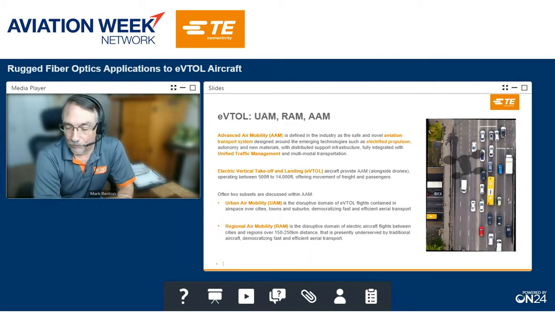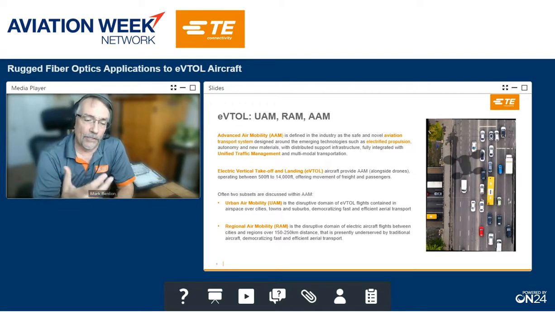eVTOL stands for exactly what it says: electric vertical takeoff and landing. Those are aircraft that provide that advanced air mobility market, along with drones, the capability to operate between about 500 and 14,000 feet. And it's a combination of passenger movement and freight movement.